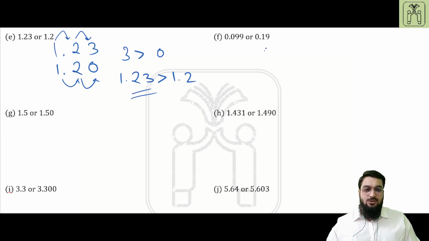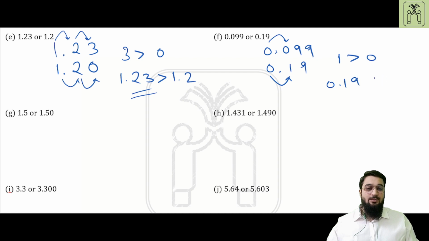Coming to the next question, 0.099 and 0.19. This is also the same. 0 is the same, number of digits is the same. So we will jump to the next subsequent digit, that is 0 and 1. So 1 is greater than 0, and 0.19 ultimately will be greater than 0.099. Therefore 0.19 is the greater number.